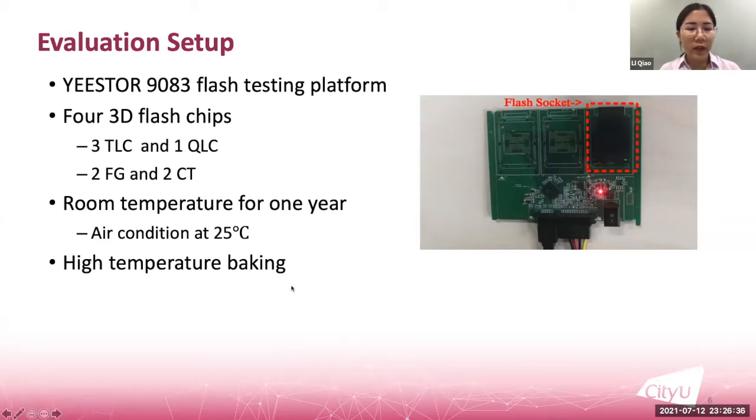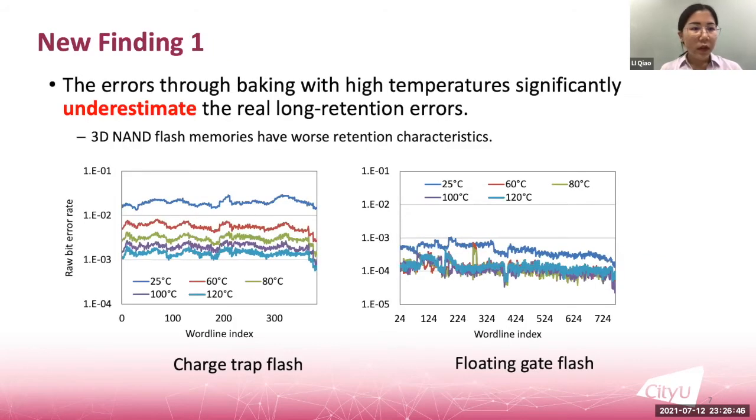Through the evaluations, we will present 5 new findings that are contrary to our common beliefs. Our first new finding is that the errors through baking with high temperatures significantly underestimate the real long retention errors. The upper blue line shows the raw error rate at 25 degrees for 1 year, which is the real long retention errors, and the other lines show the errors through baking with high temperatures.